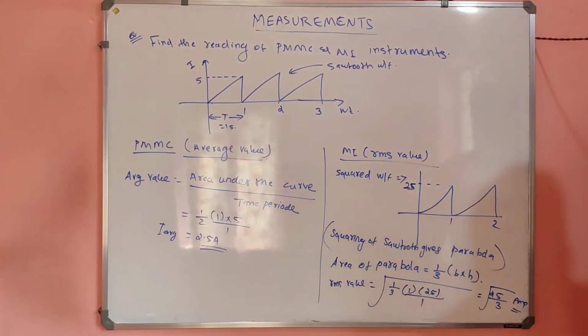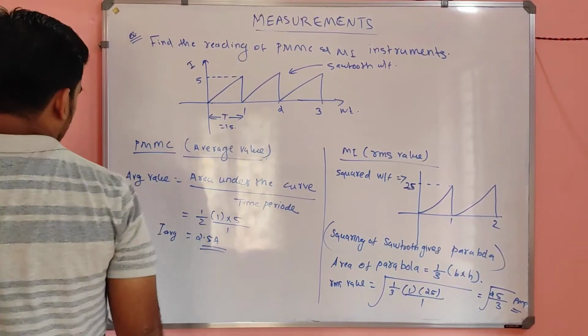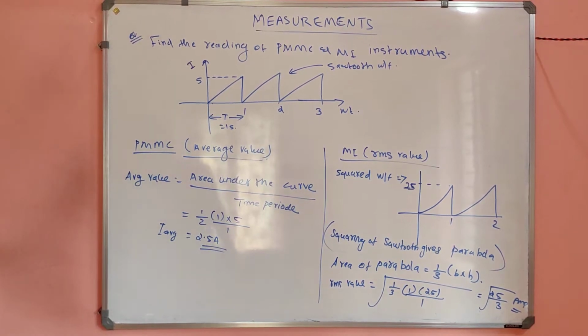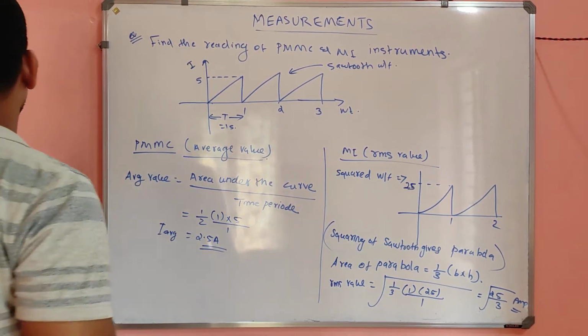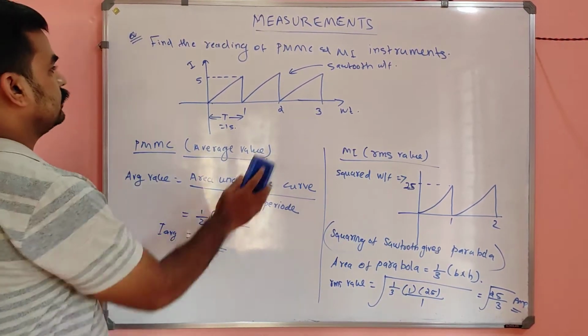Did you get the concept? Simply you have to go for the area of the squared waveform and find the value, right? Okay, there is not that much difficulty there. Can I rub this, my dears?